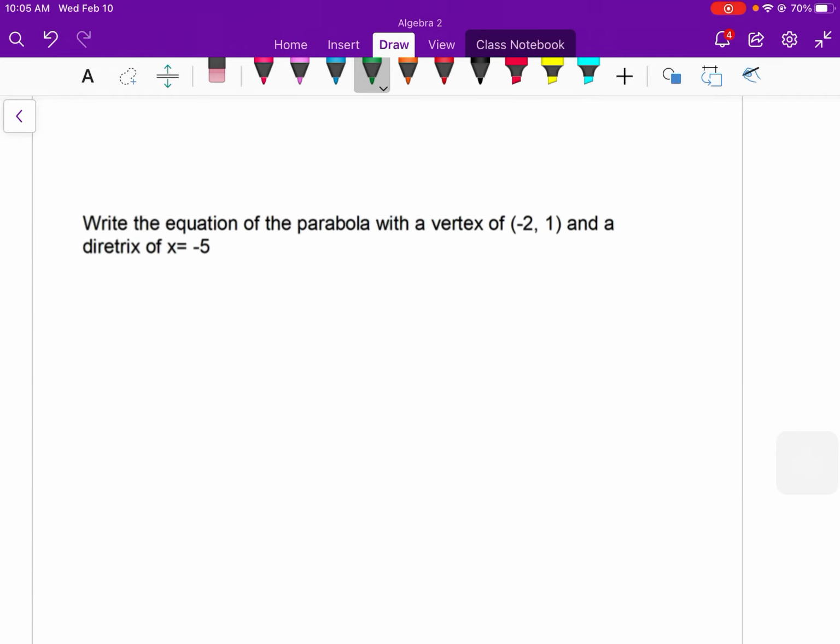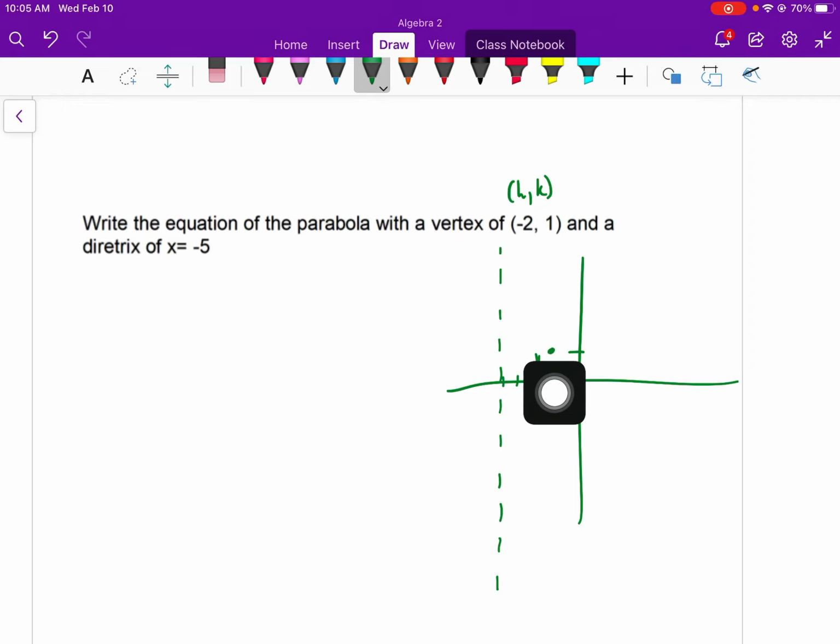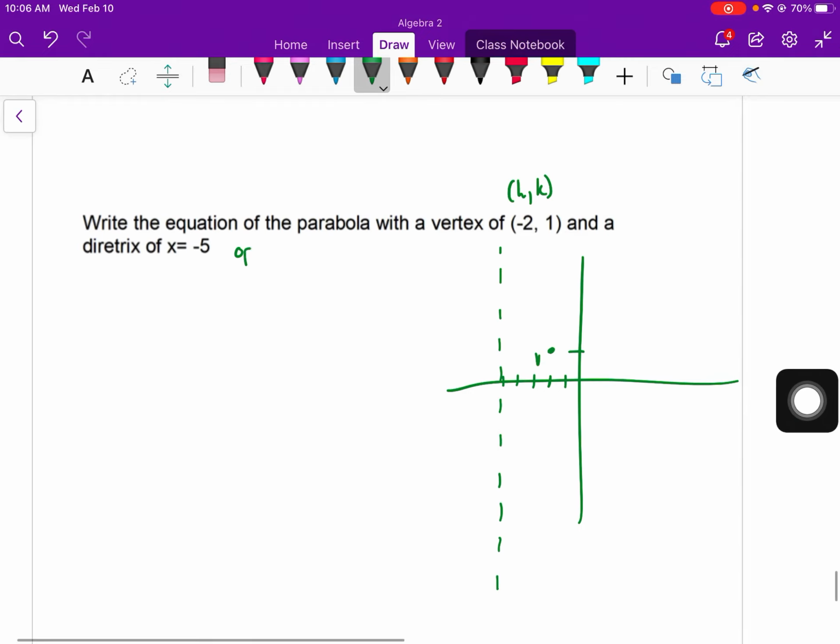Finally, we have writing the equation of the parabola, and they give us a vertex. The vertex is our HK, and then the directrix. So again, drawing that graph will help. So -2, 1 is the vertex. The directrix is at x equals -5. So we're back 2, so 3, 4, 5. This is the directrix, which is the line. So again, in this case, since the directrix is left of the vertex, it's going to open to the right.